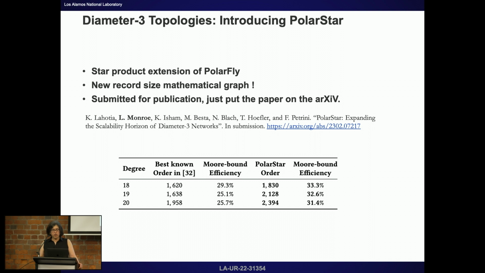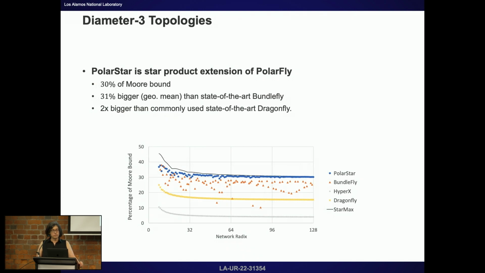Here's our new graph, and it's called Polar Star. And it's a star product extension of Polarfly itself, and it's a new record size graph. It's bigger than any known for larger diameter. It's a star product extension of Polarfly. It's 30% of the Moore bound. It's 31% bigger than the state-of-the-art Bundlefly, and it's 2 times bigger than Dragonfly.